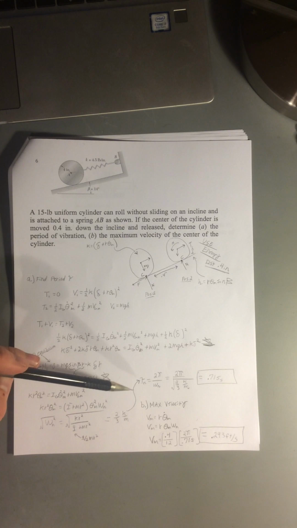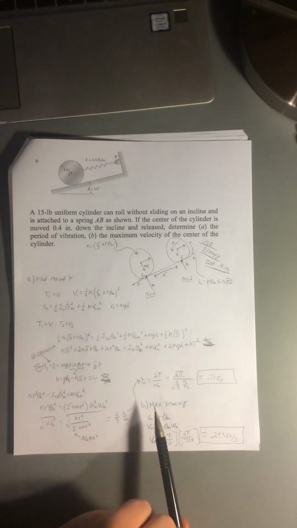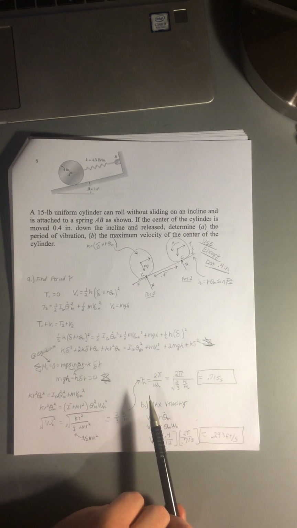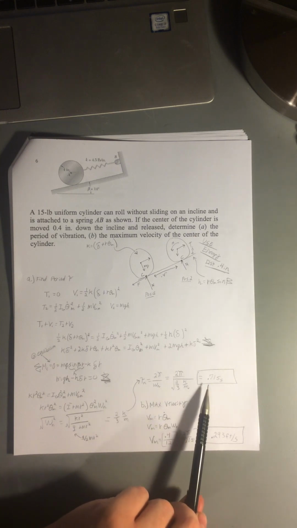And we can solve that to find our period because we know that k was actually given to us in the problem as well as the mass. And so just plugging those in gives us our answer for part A, which comes out to 0.715 seconds.